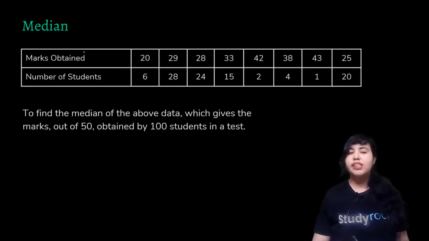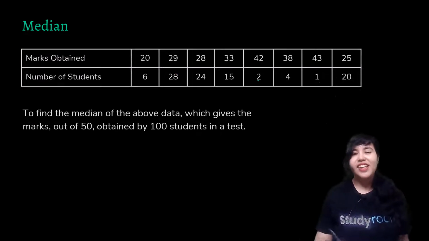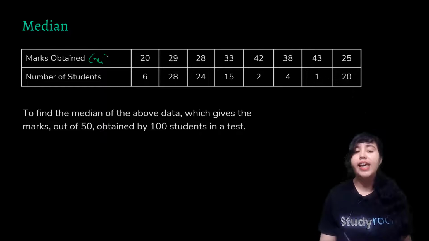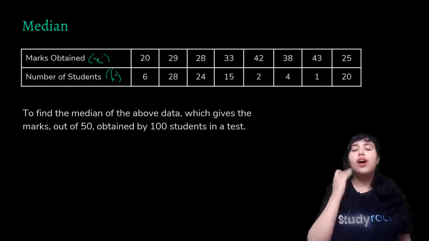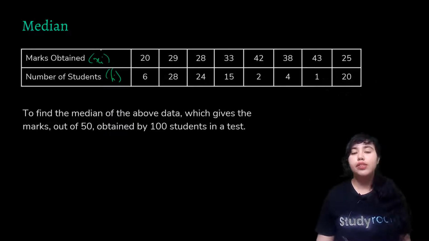So what is this data? Is it ungrouped or is it grouped? Well, that is ungrouped because here no class intervals are given to you. So you've been provided with the marks obtained, so that will be your xi, and number of students means this will be fi. So you have to find out the median of this data, and here we've been given marks out of 50 and total number of students is 100.